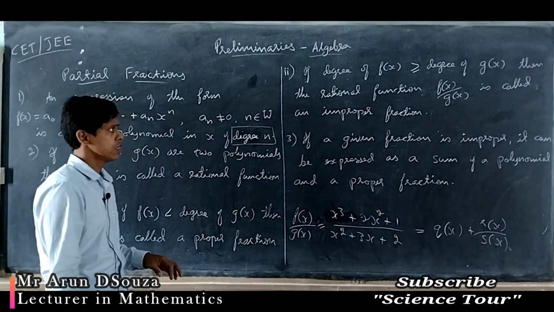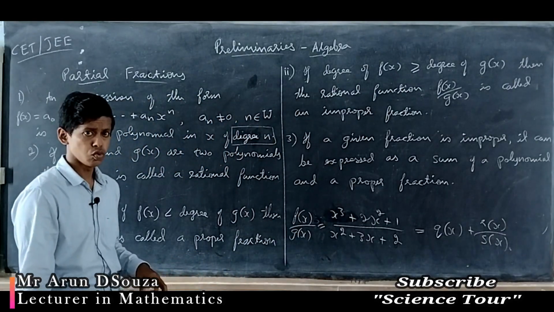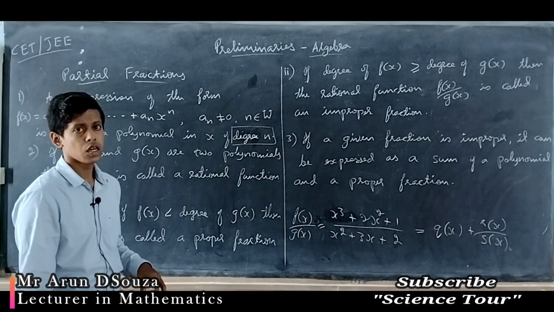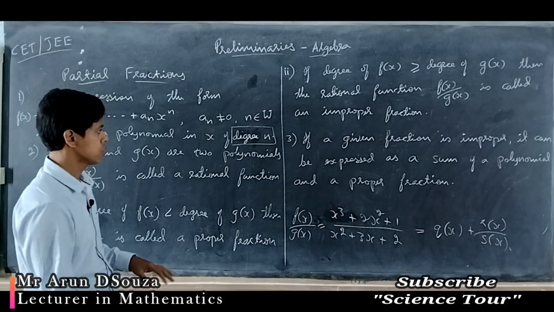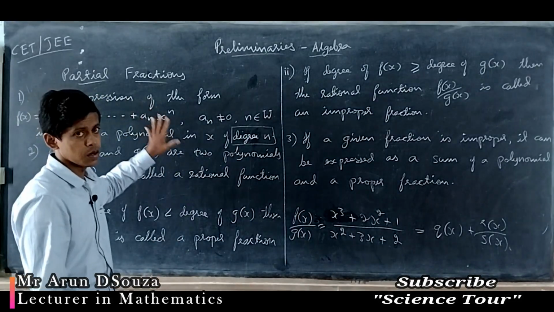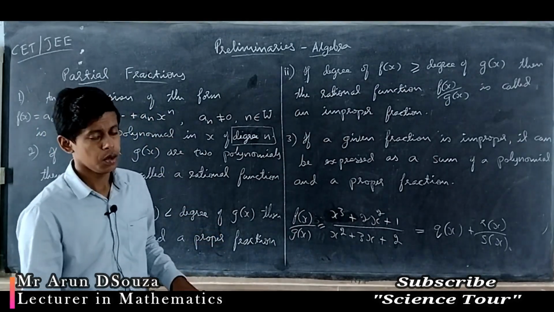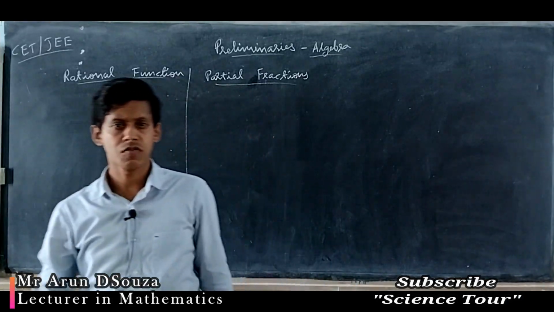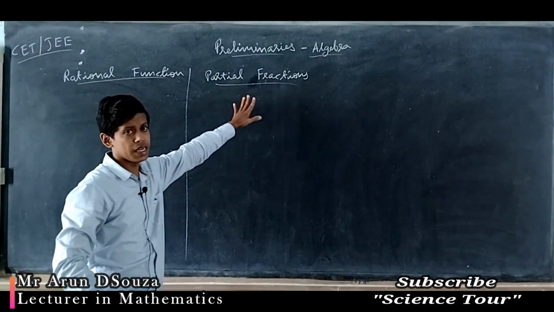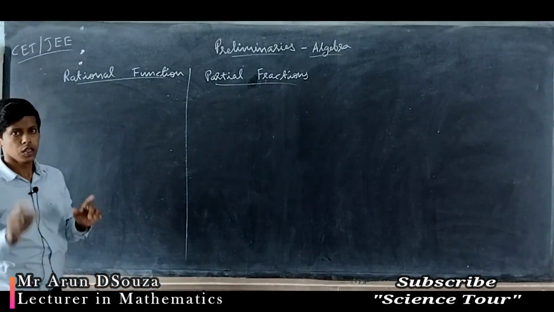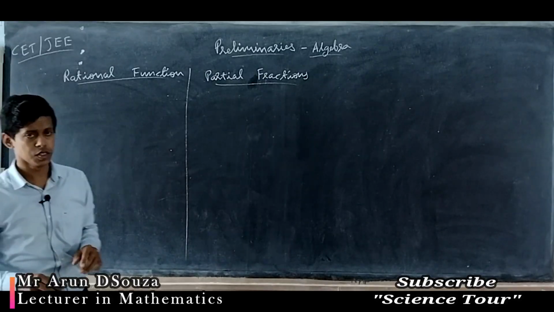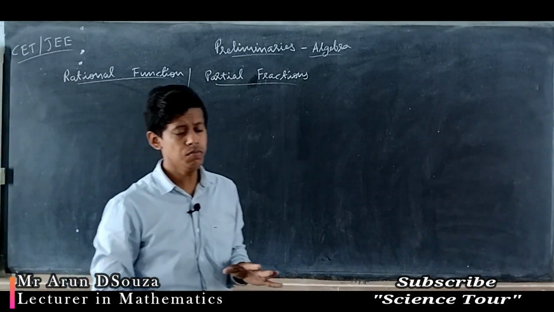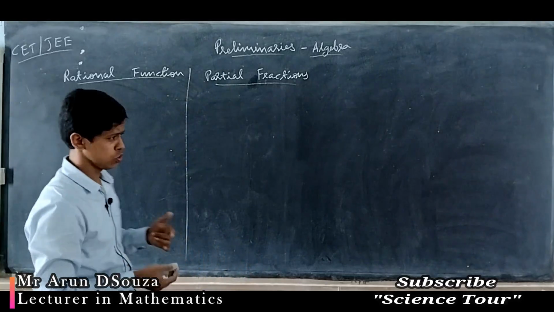So that brings us to the next concept, the different formulas for partial fractions. Now if you have a rational function, how do you write the partial fractions of it? You have totally 5 types here. You have already learned that. I'm just trying to revise those concepts here.